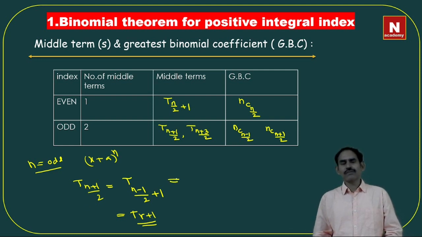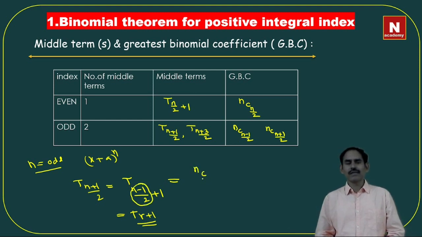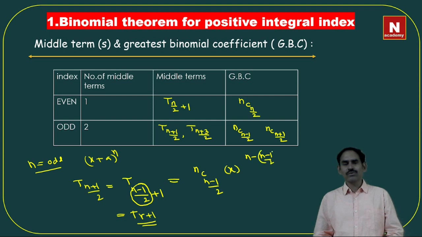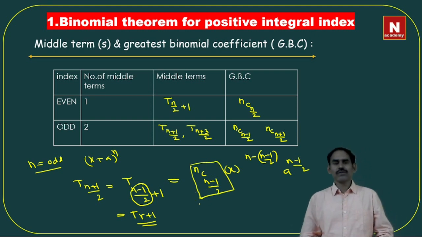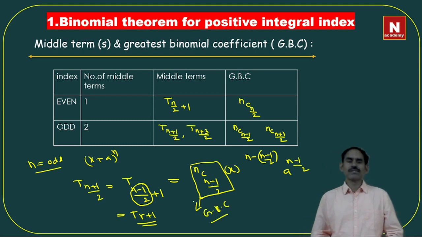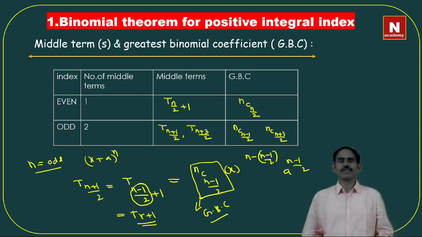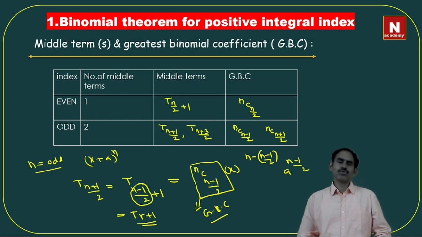So this is now in the form of T r plus 1. Here r means n minus 1 by 2. Write the general term formula: nCr with r as n minus 1 by 2, x power n minus 1 by 2 into a power r, meaning n minus 1 by 2. Here, what is the binomial coefficient? nC n minus 1 by 2. Therefore this is the greatest binomial coefficient. This whole term is the middle term, and its binomial coefficient is called the greatest binomial coefficient.